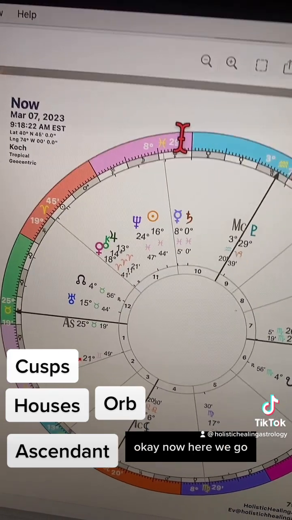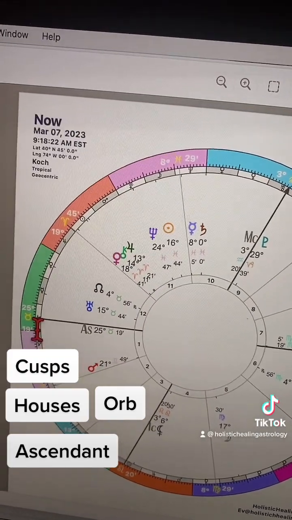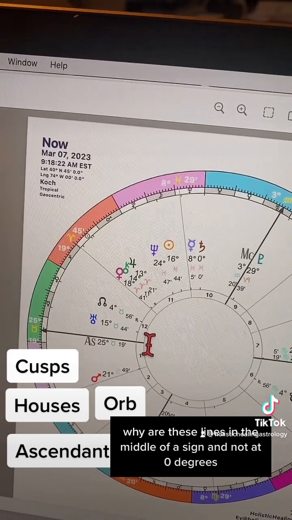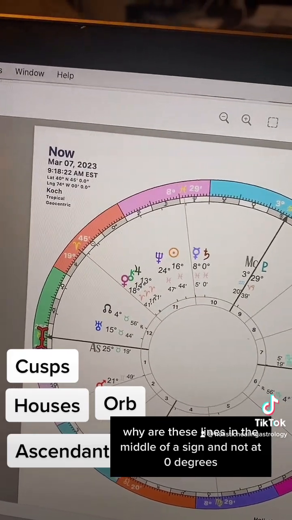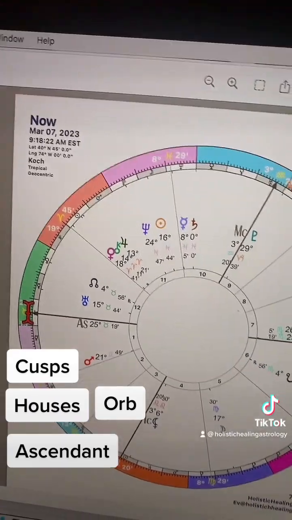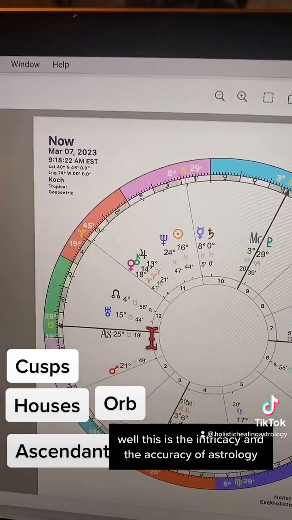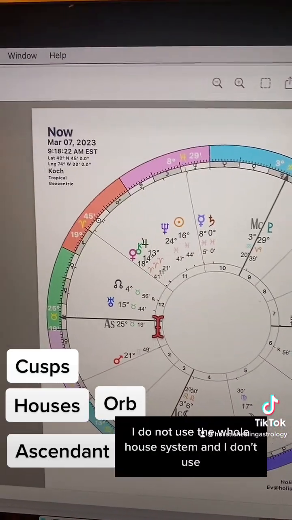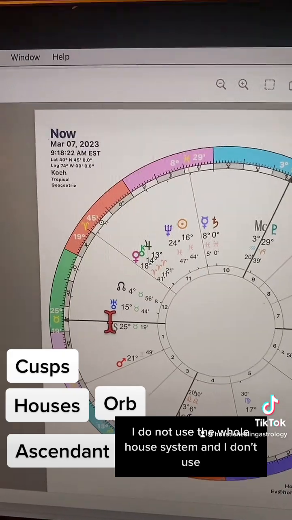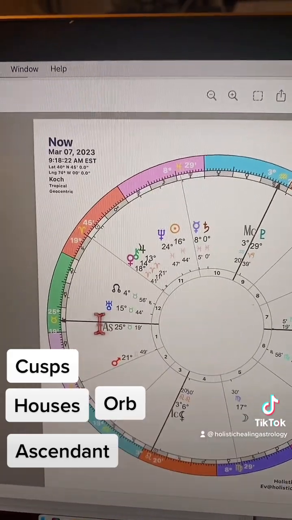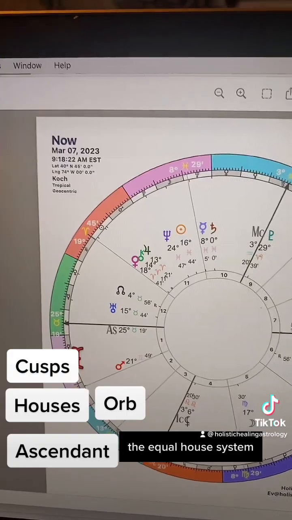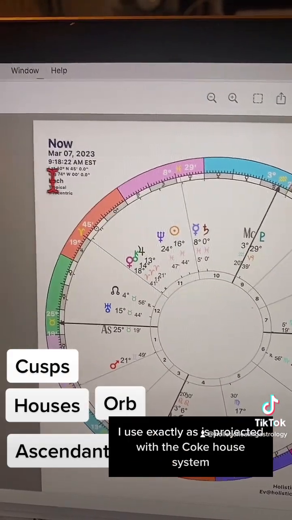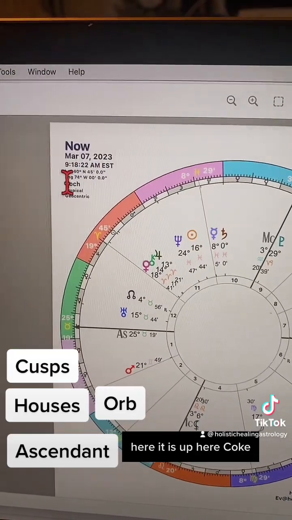Okay? Now, here we go. Why are these lines in the middle of a sign and not at 0 degrees? Well, this is the intricacy and the accuracy of astrology. I do not use the whole house system, and I don't use the equal house system. I use exactly as it's projected with the Koch house system. Here it is up here, Koch.